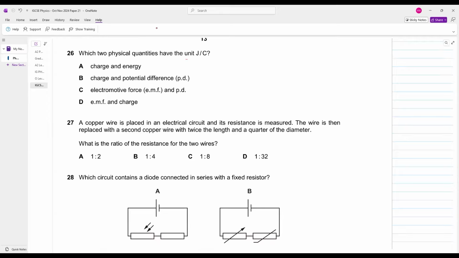Which two physical quantities have the units joule per coulomb? Electromotive force and potential difference both have the formula work done over charge. That gives you the unit joules per coulomb.